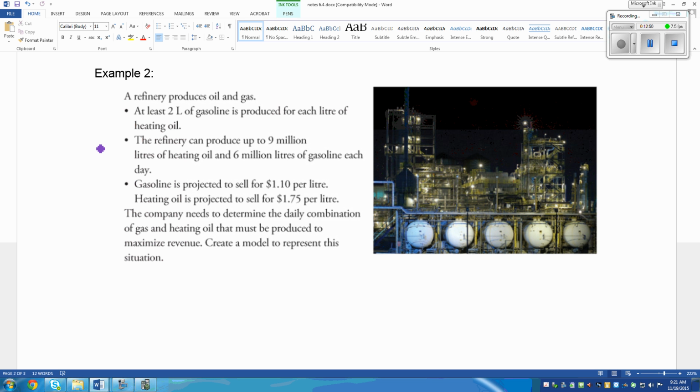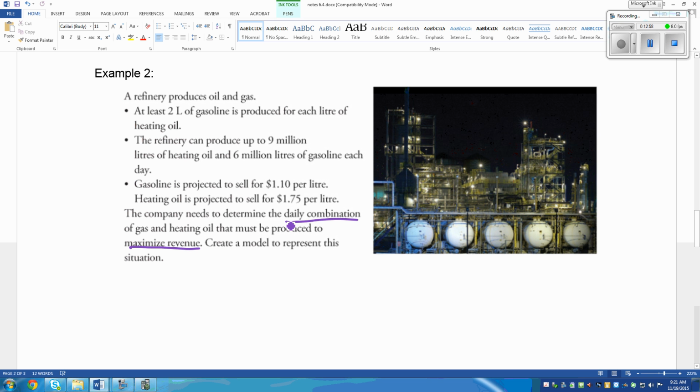Okay? So I see the word maximize. And under the maximize, they want to know the daily combination of gas and heating oil. Right? So that tells you which variables you want to maximize. It says at least 2 liters of gasoline is produced for each liter of heating oil, and there's 9 million liters of heating oil made per day and only 6 million of gas. So that's a constraint, right?